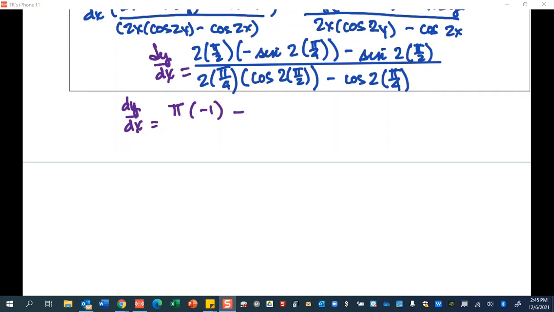Minus the sine of 2 times pi over 2. 2 times pi over 2 is pi. What's the sine? 0, right? The sine of pi, picture where it is in a circle. It's right over there, over by Caitlin. So minus 0. Look how easy that is all of a sudden.